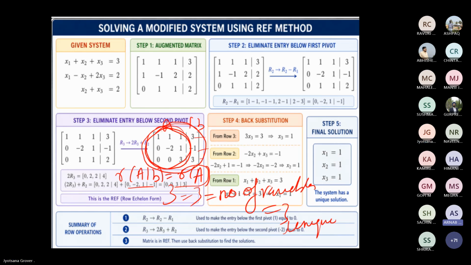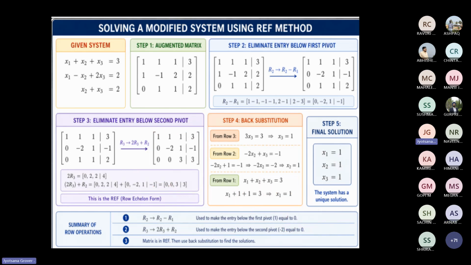Ma'am, can you repeat this part? Rank of augmented matrix [A|B] is equal to rank of A. Yeah, sure. I'm saying if rank of A is equal to rank of the augmented matrix, which is equal to the number of variables, the number of variables are 3, x1, x2, x3, then you say the system has a unique solution.